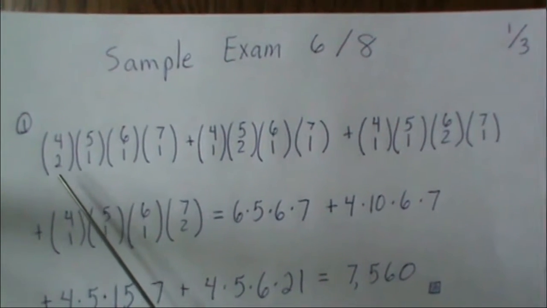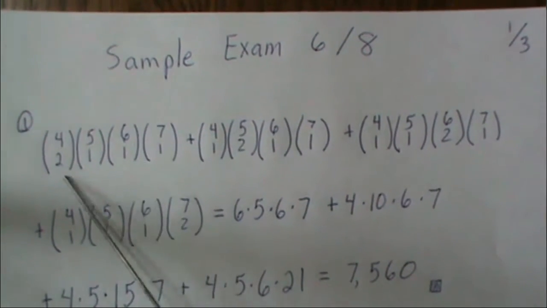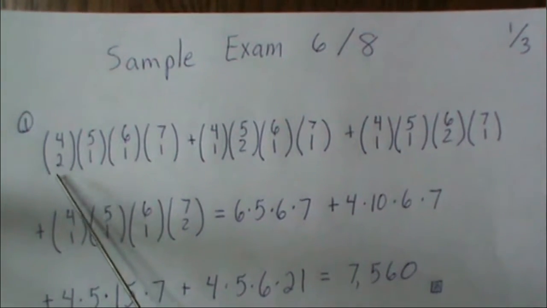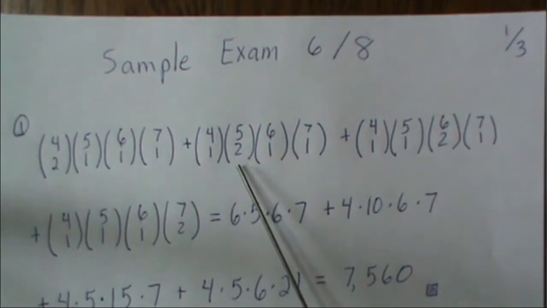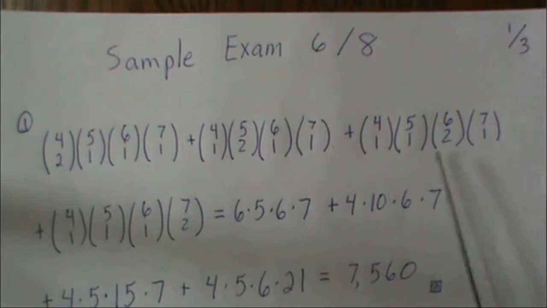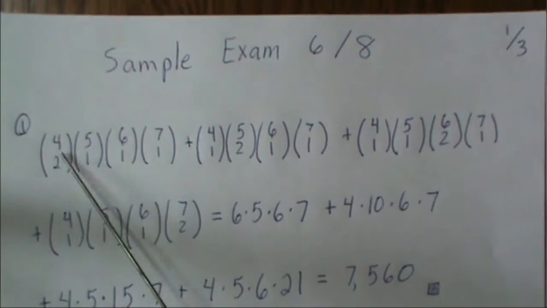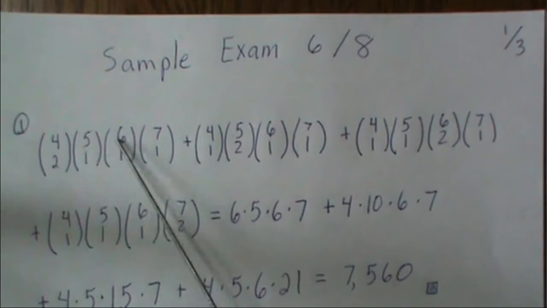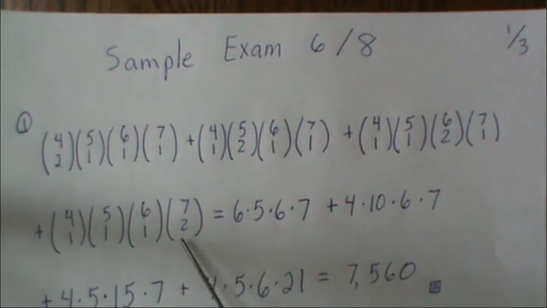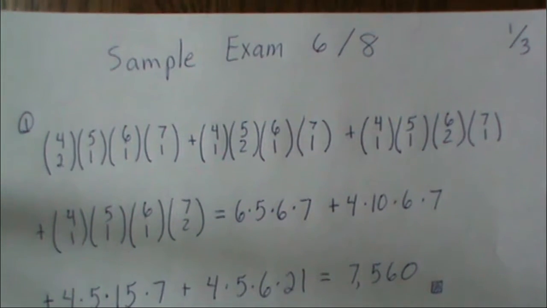We have 4 blue, 5 white, 6 red, and 7 green. And we want at least 1 from each color. So the possibilities are that we have 2 reds and 1 of each, and then 2 whites and 1 of each, 2 blues and 1 of each, and 2 greens. How many ways can you choose 2 from the reds? It's 4 choose 2, 5 choose 1. And then you do that for each of the possibilities, and you come up with this, and then that's your answer.